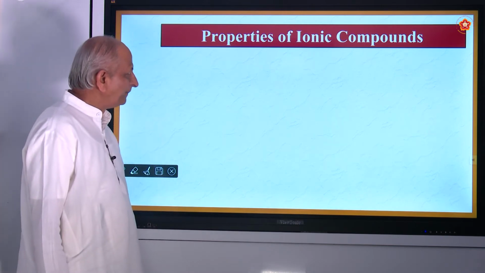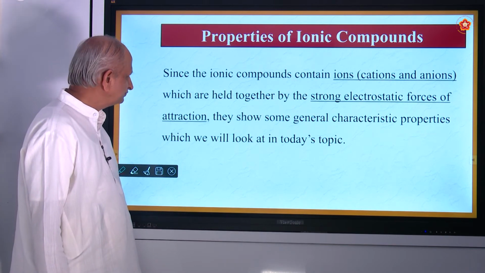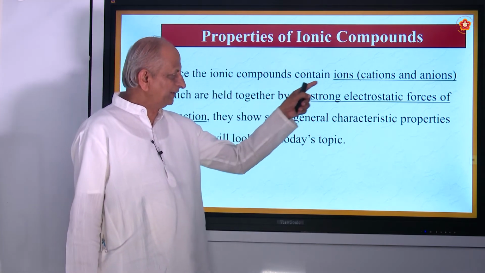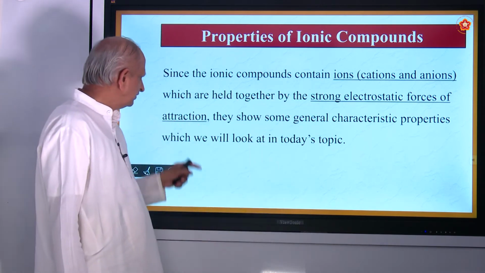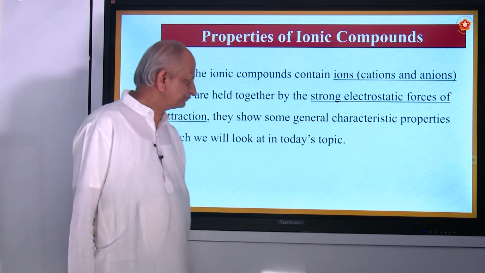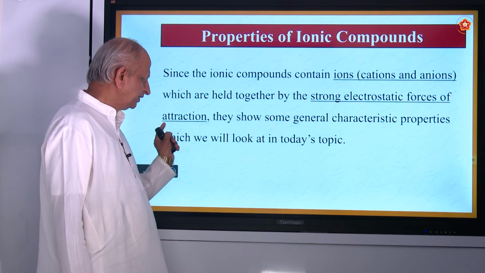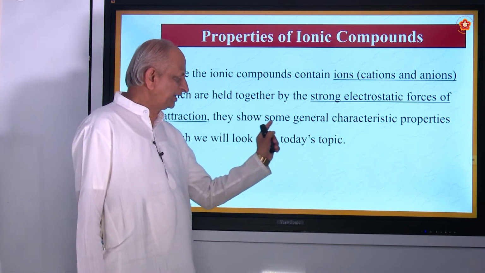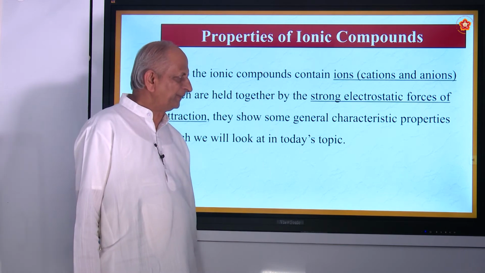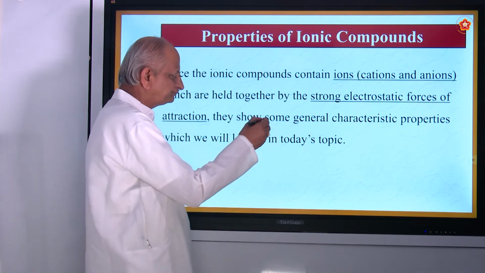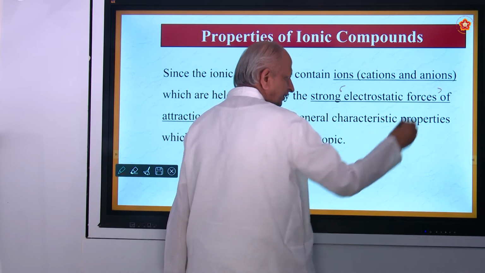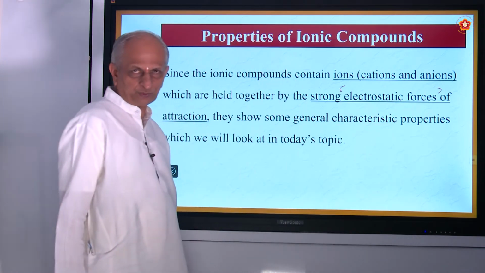Now let us see the properties of ionic compounds. Since ionic compounds contain ions, namely cations and anions, which are held together by a strong electrostatic force of attraction, they show some general characteristic properties, which you will look into in today's topic. There is a force here. That force is called electrostatic force.